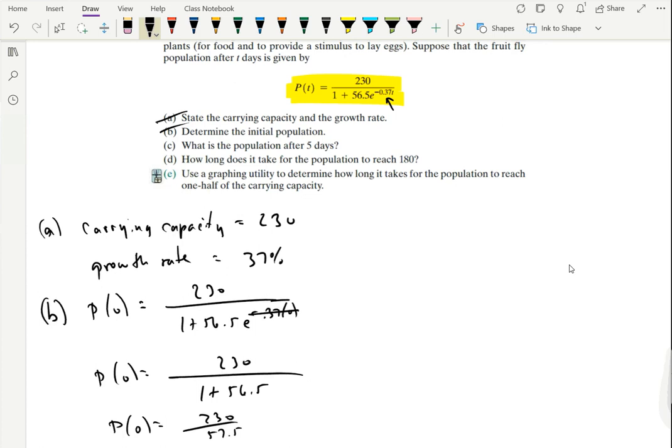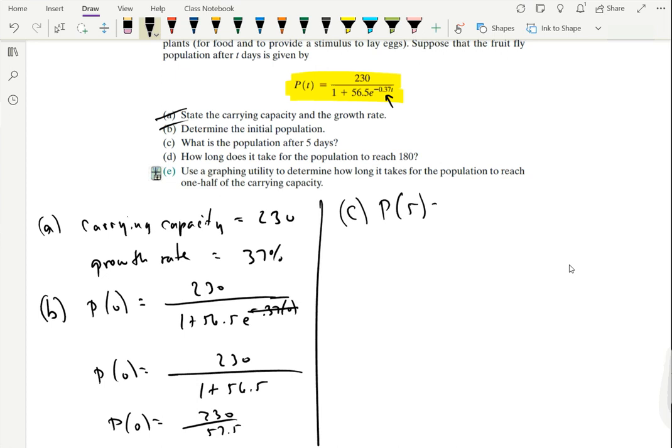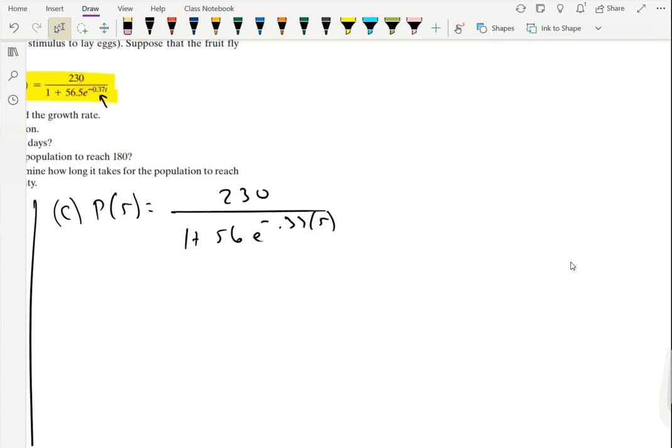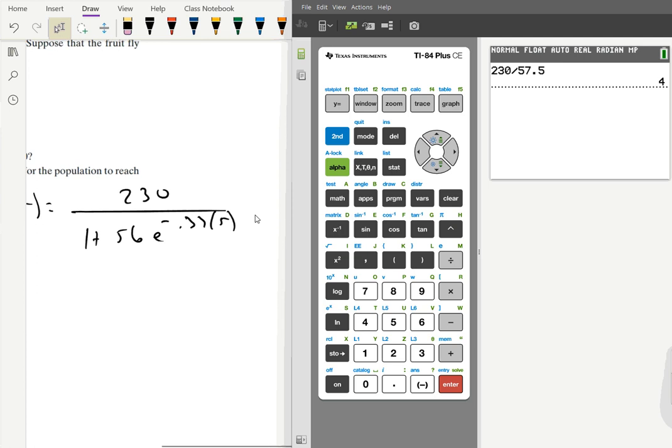Let's see, what's the population after 5 days? We just calculated P of 0 was our initial. Now we want to know, what's P of 5? We can just plug that into our calculator, but let's write our formula down first. P of 5 is going to end up being 230 over 1 plus 56e to the negative 0.37 times 5. Again, I'm just going to take this and plug that into the calculator.